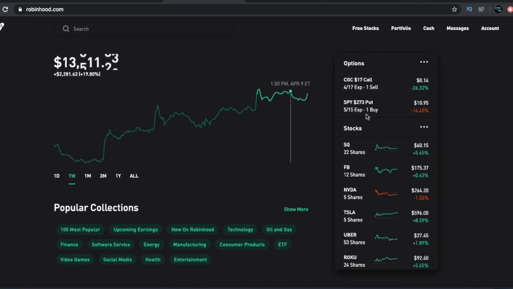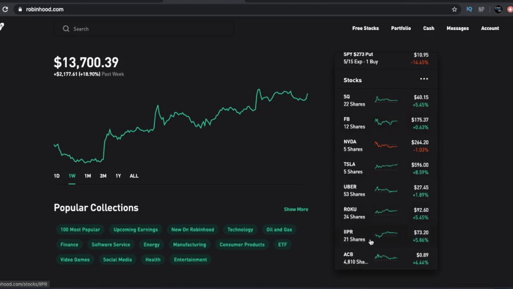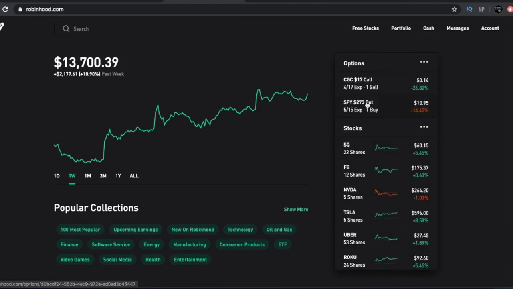So I decided to buy this 273 put that expires on May 15th. This is just to hedge my position. So if the stock market decides to keep going green, I'll lose money on this, but I'll make money elsewhere, so it'll even out. But if the markets decide to go down, which I believe, at least in the next month, I believe that the market will end up lower than it is right now, then I could capitalize a little bit from that, which is good.